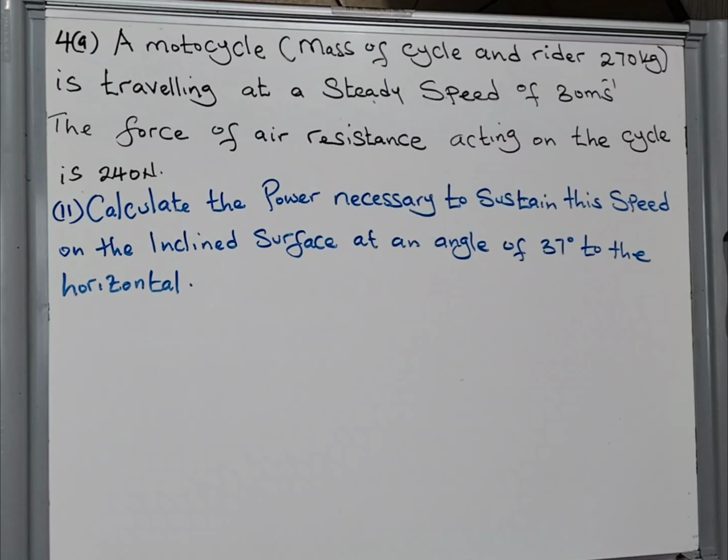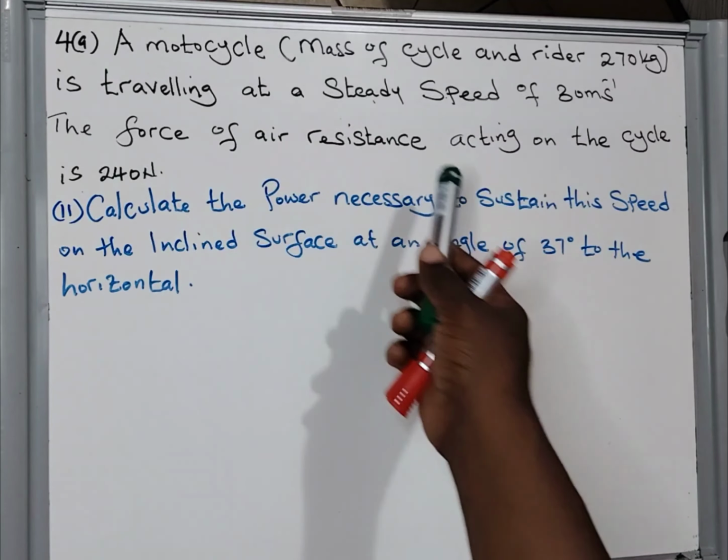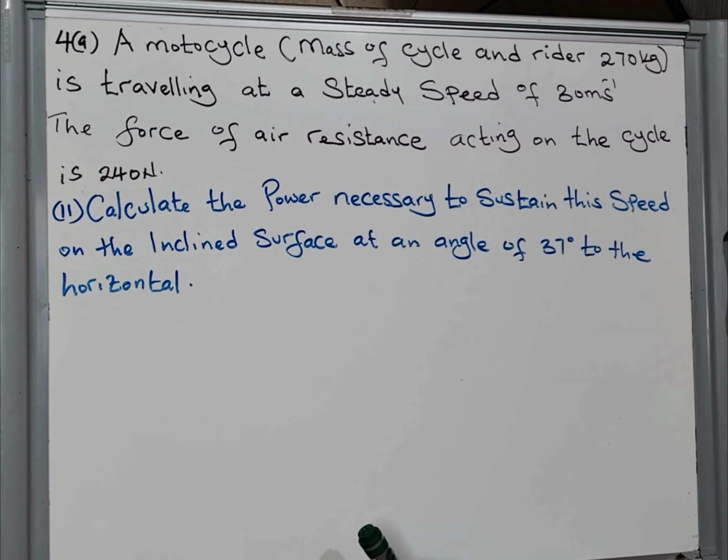Yeah, so comes this question. It says that a motorcycle of mass that is traveling at a steady speed of 30 meters per second. The force of air resistance acting on the cycle is given. And the question says to calculate the power necessary to sustain this speed on an inclined surface at an angle of 37 degrees to the horizontal.